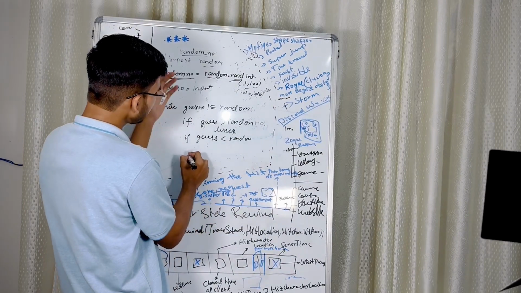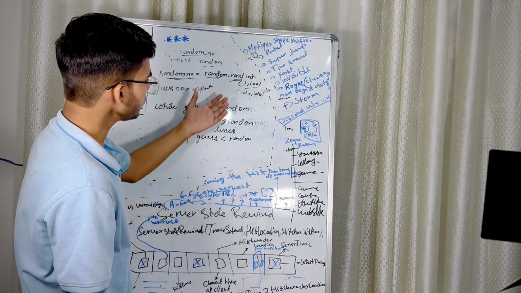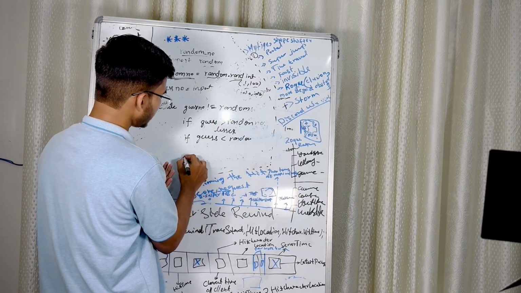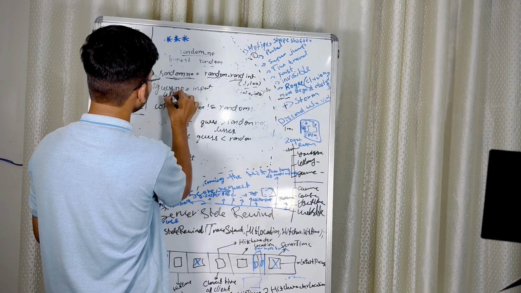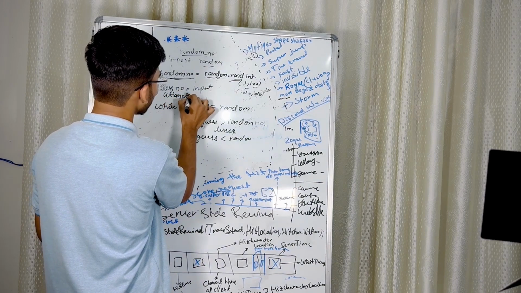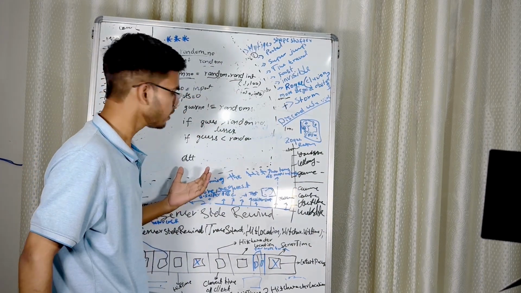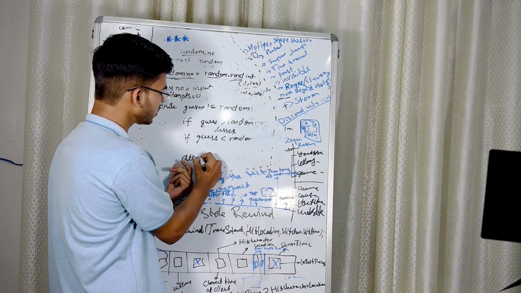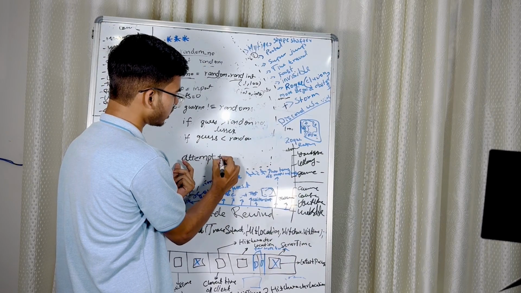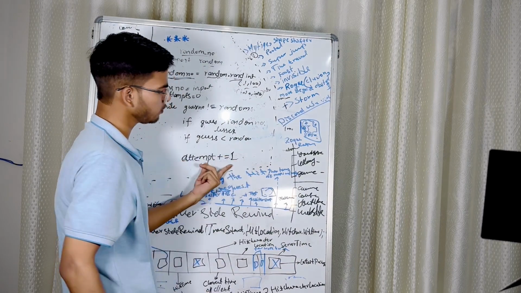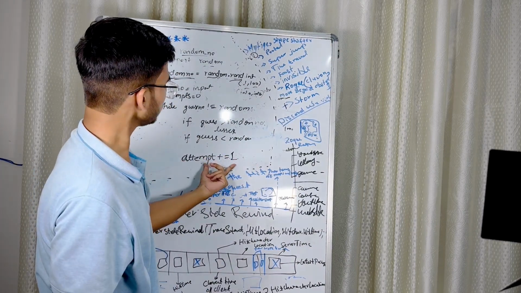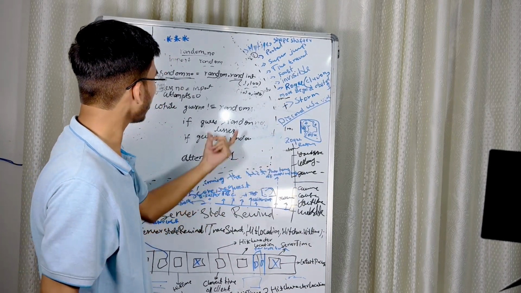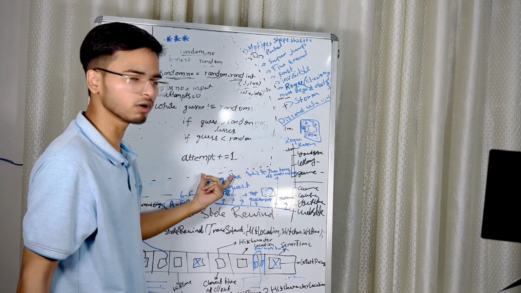Now we'll be counting the number of attempts, or how many times the loop has actually worked. We'll make a variable attempt, in which the initial value would be 0. Each time the loop works, we increase the value of attempts: attempts is equal to attempts plus 1. It would count how many times the loop has actually worked.